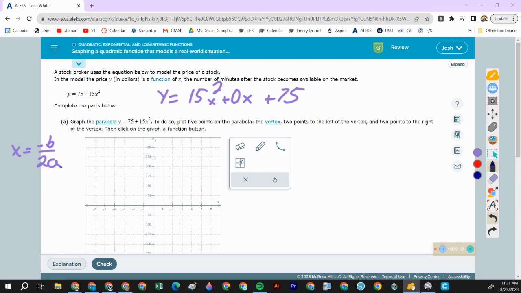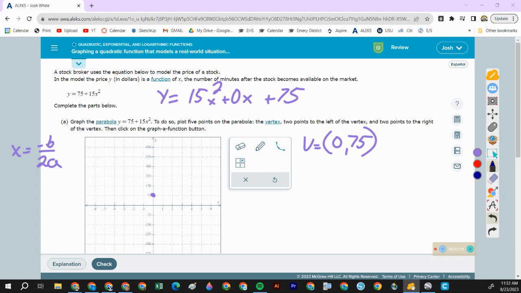So I know that my vertex is at 0 comma something. How do I figure out where that something is? Plug it in, and I get 75. Okay, so 0, 75. So on this graph, we want to go over 1, up 15. Everybody agree?